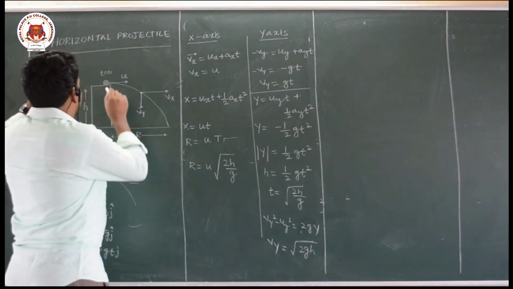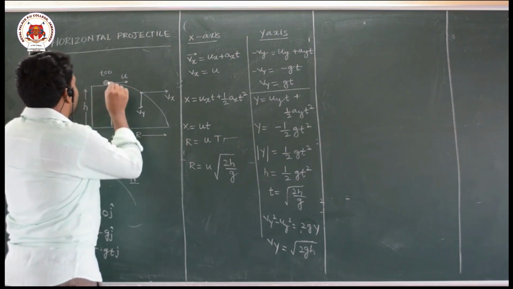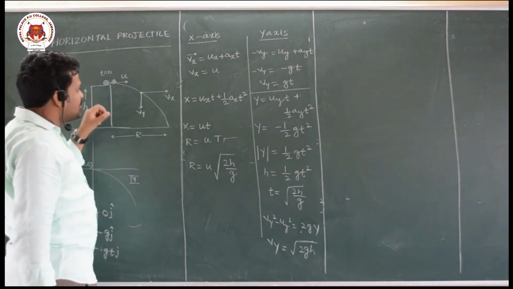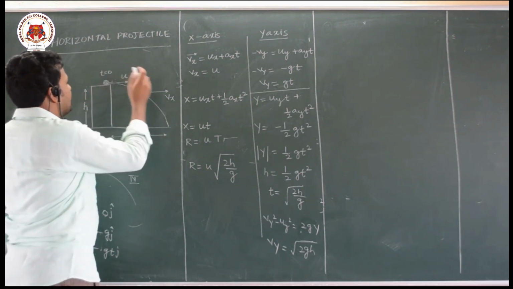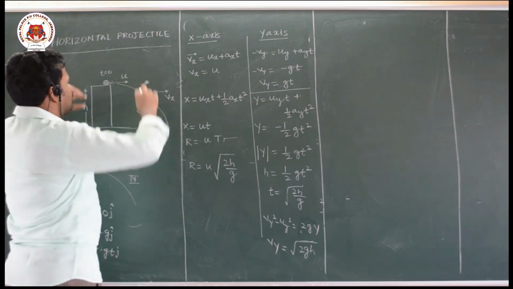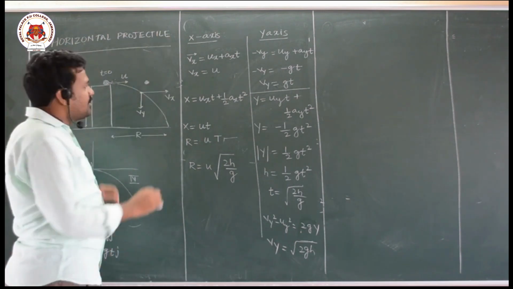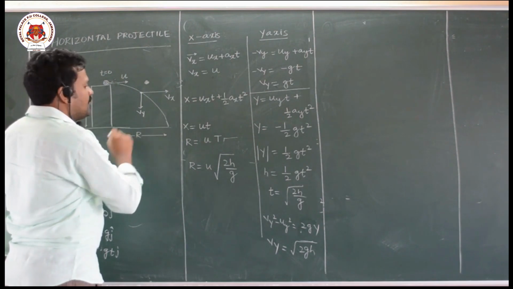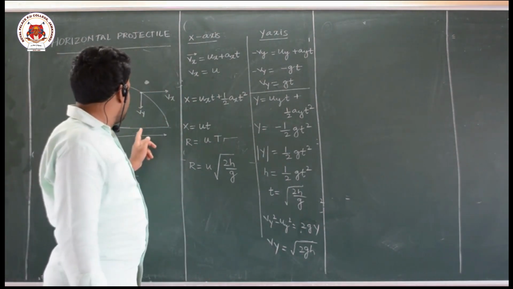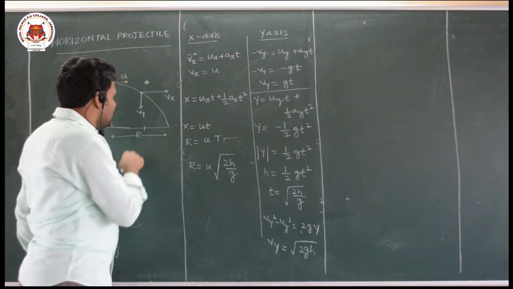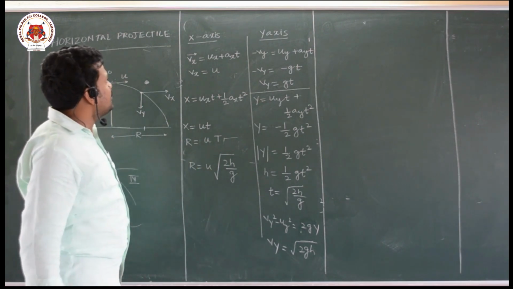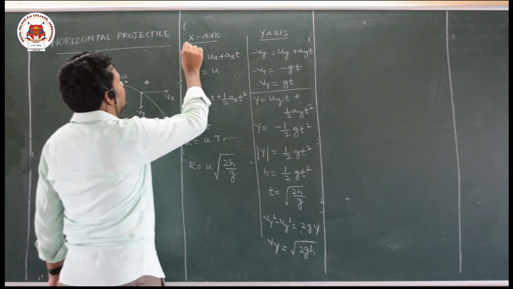Suppose here I am projecting with velocity u, at the same time if I drop one body from the same height, both are released simultaneously, then they are going to reach the ground at the same time, during the same time interval. So this is what is called horizontal projectile motion.